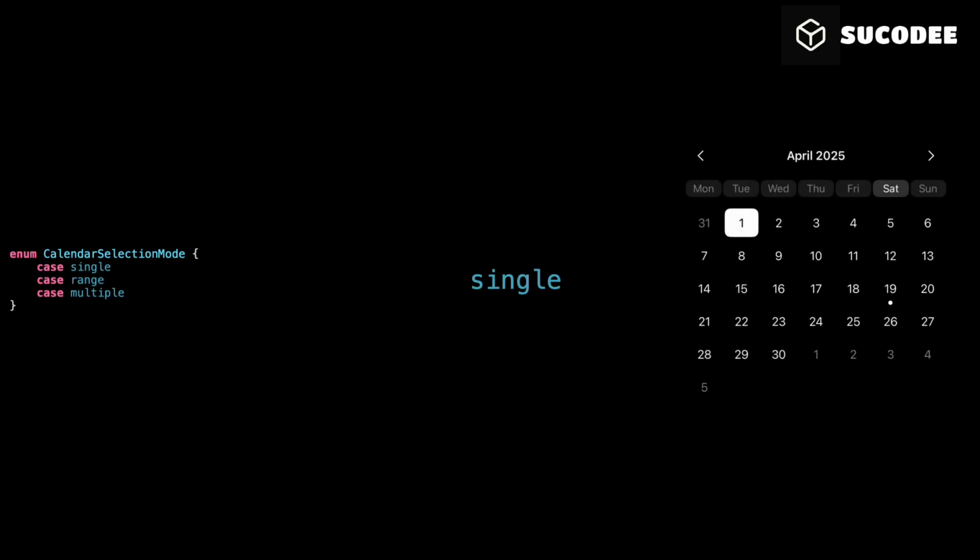An enum is a way to group multiple related options together. Here, we use an enum called CalendarSelectionMode to let the user choose what kind of calendar they want. The first option is single, which means the calendar will allow selecting only one date at a time, a simple, clean style for quick date picking.